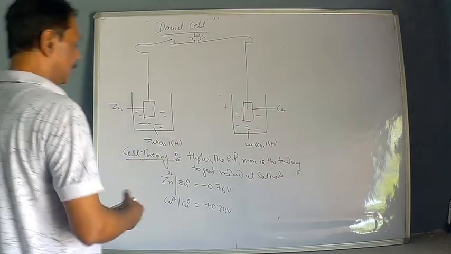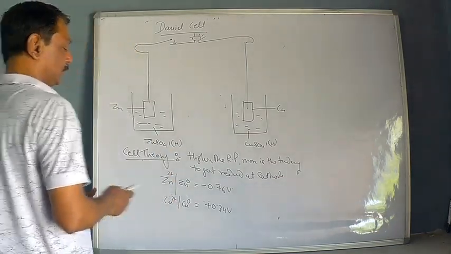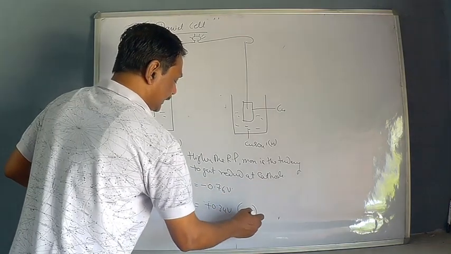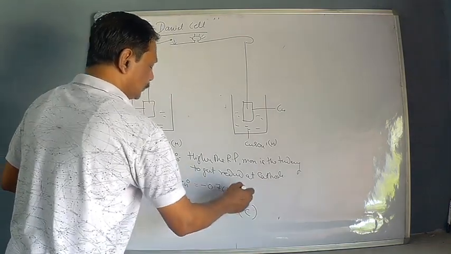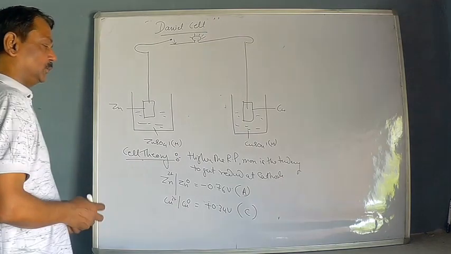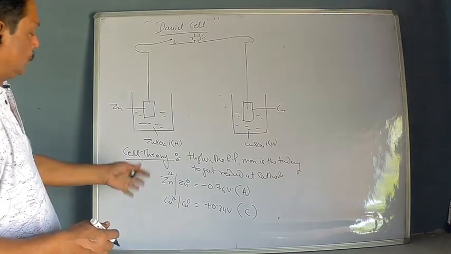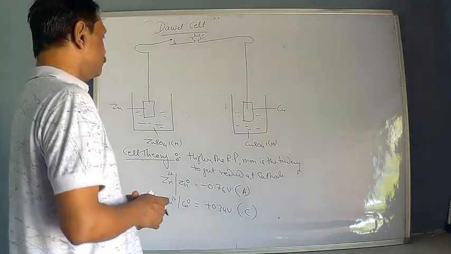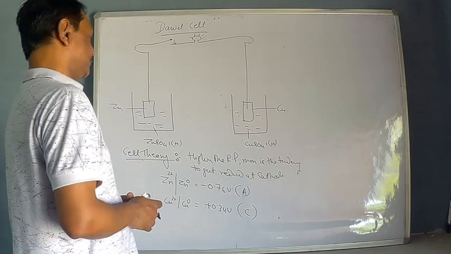If we compare these two values, we find that copper has the higher reduction potential, so copper will go to the cathode and zinc will go to the anode. Once you have understood this, let us move to what reactions are taking place.